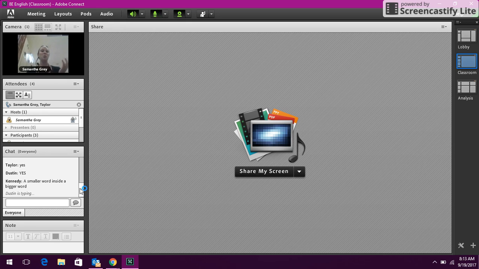So Dustin, tell me one thing that a root word can be connected to. Okay, all right, go ahead and type it. What is something that a root word can be connected to in order to make a larger word? Dustin's thinking really hard. An affix or another root word. Good. So, Kennedy, tell us what an affix is.